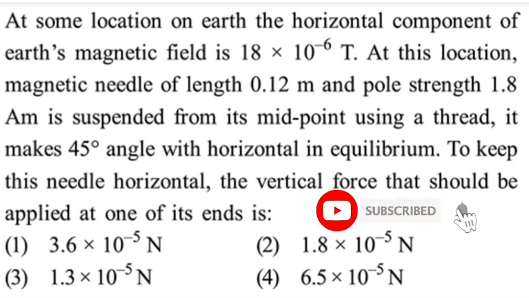At this location, a magnetic needle of length 0.12 meter and pole strength 1.8 Am is suspended from its midpoint using a thread. It makes a 45-degree angle with the horizontal in equilibrium. To keep this needle horizontal, the vertical force that should be applied at one of its ends is, the options are 1. 3.6 into 10 raised to minus 5 Newton, 2. 1.8 into 10 raised to minus 5 Newton, 3. 1.3 into 10 raised to minus 5 Newton, 4. 6.5 into 10 raised to minus 5 Newton.